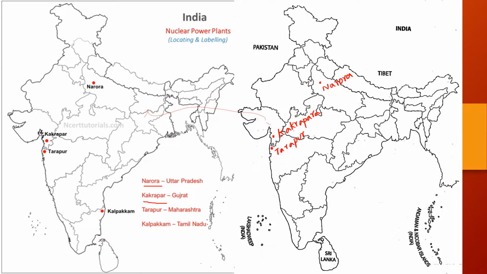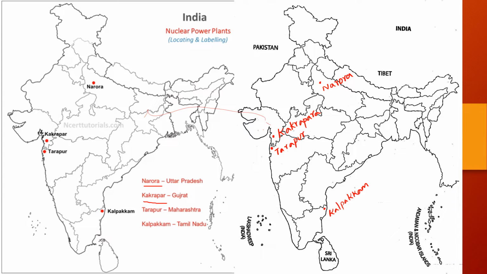And we also have another two more. One is Kalpakkam, right? Which is near Chennai. So you can mark here within Tamil Nadu. Nearby Chennai only this Kalpakkam is there. Clear? So nearby Chennai only Kalpakkam is there. This is also an important nuclear power plant.